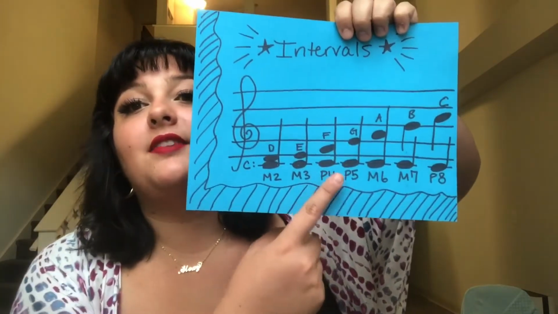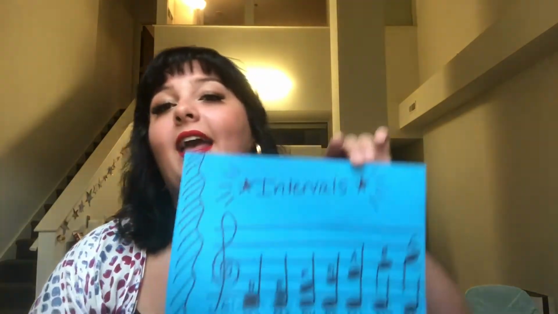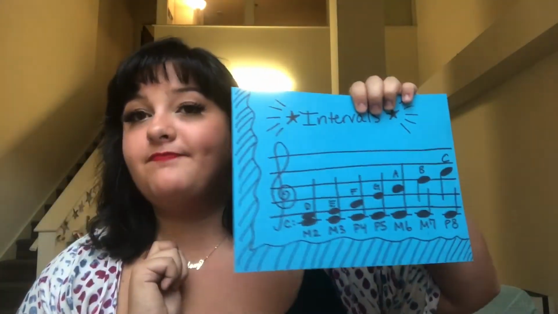So the next interval we have is perfect fifth, which, like we started this video with, is the Star Wars theme song. We're gonna listen for the interval, or I'm gonna tell you what it is. Ba, ba, ba, da, da, da, da. So that interval right there is a perfect fifth between the tonic note and the 5th scale degree.